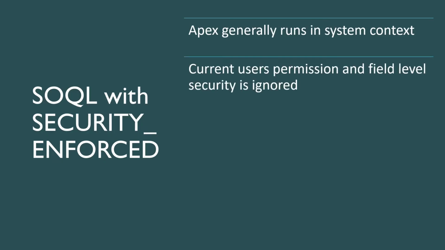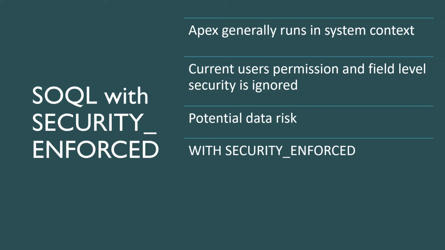Now, Apex generally runs in the system context. The current user's permissions and field level security are generally not taken into account during code execution. This means if you include a field or object in your query that the user does not have access to, the field can still be updated using the code. So we use with security enforced in the SOQL query to throw an exception if there are any fields or objects in the query that the context user doesn't have access to.